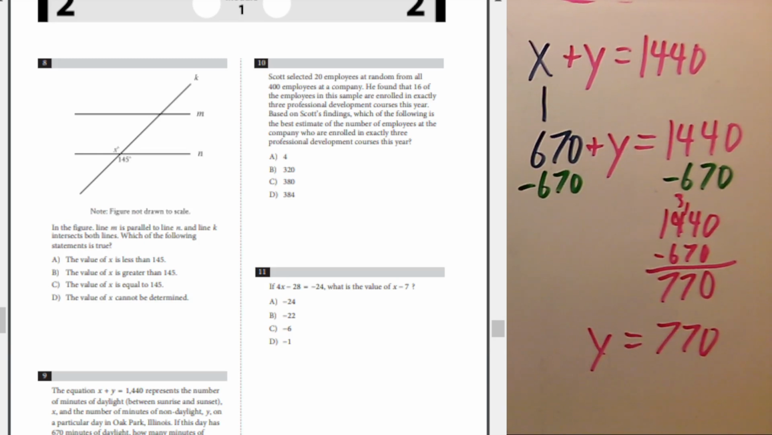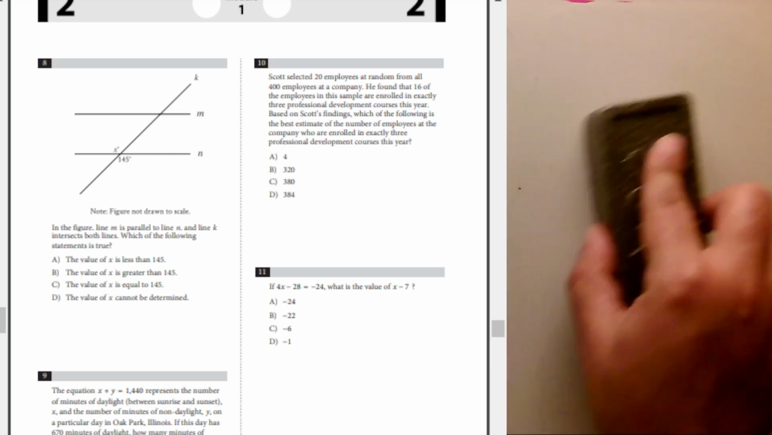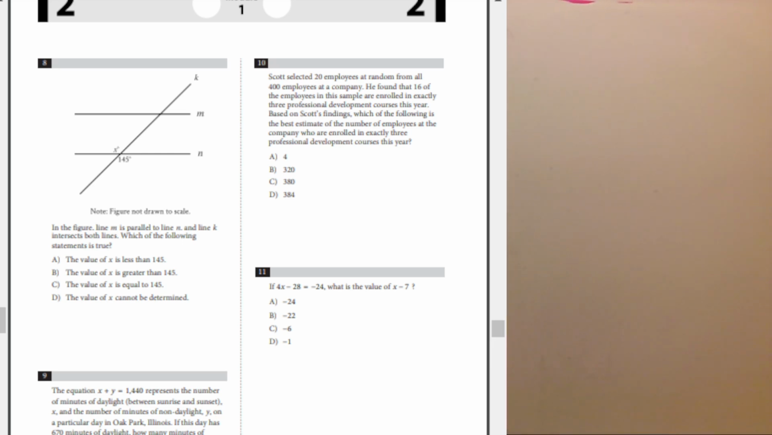Okay, so for number 10, Scott selected 20 employees at random from all 400 employees at a company. He found that 16 of the employees in this sample are enrolled in exactly 3 professional development courses this year. Based on Scott's finding, which of the following is the best estimate of the number of employees at the company who are enrolled in exactly 3 professional development courses this year?